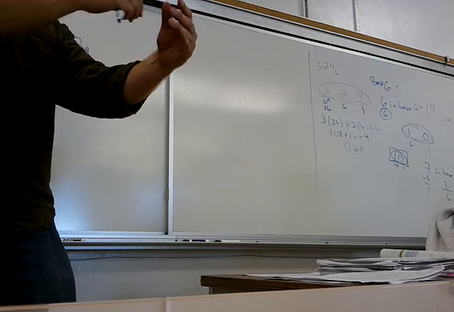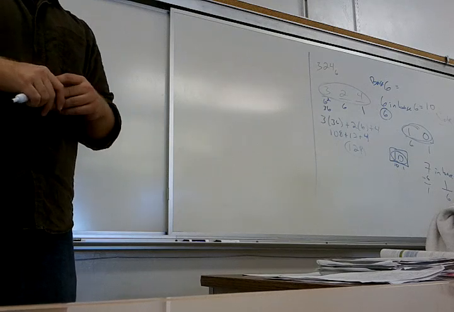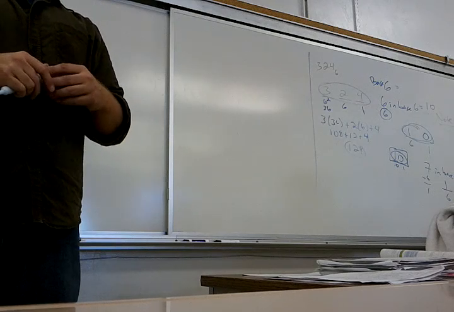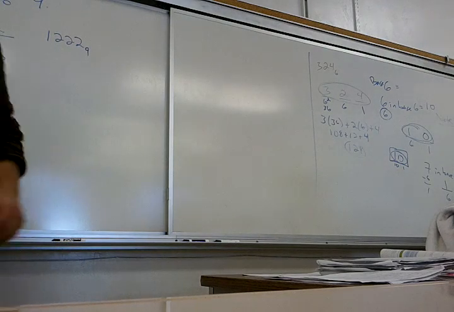0, 1, 2, 3, 4. Base 2 would just be 1. And what's base 2 also known as? Binary, computer code: 0, 1, 0, 0, 1, 1, 0, 1, 1, 0, right? That's base 2.